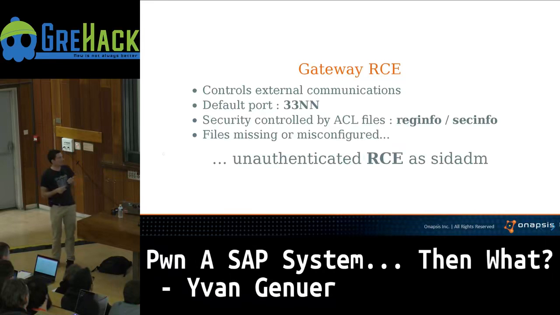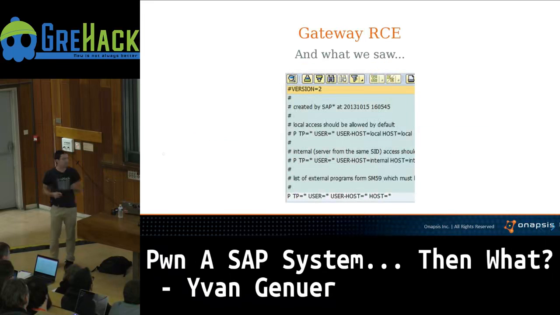It's very dependent on the ACL file. And what you see is something like this. The whole file is in comments, and the last line is P for permit, everything to everywhere from everywhere.